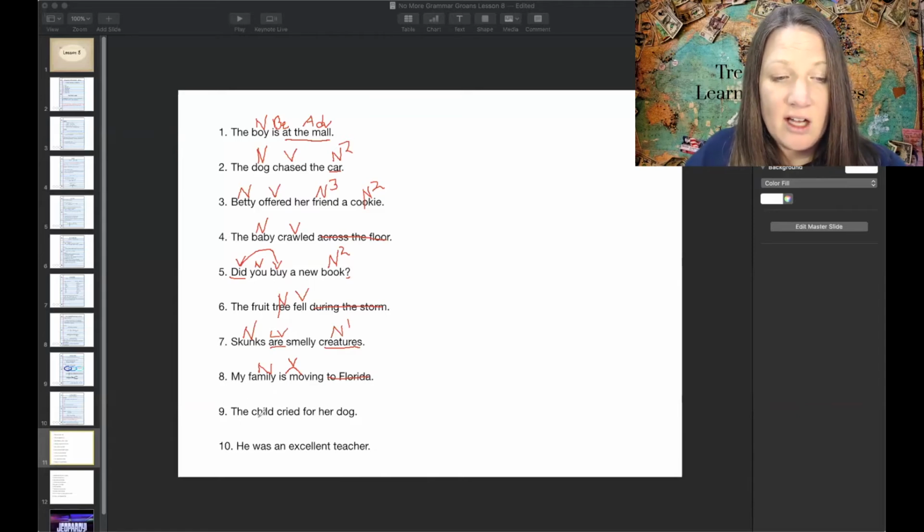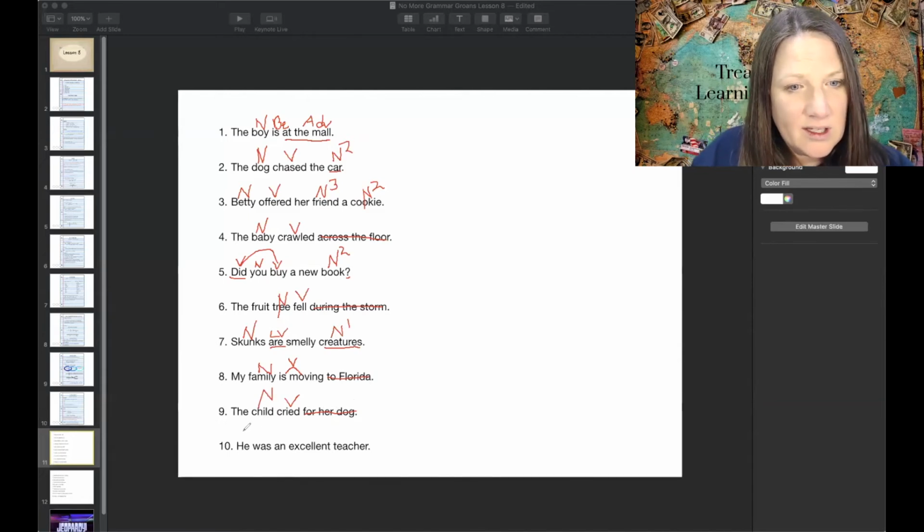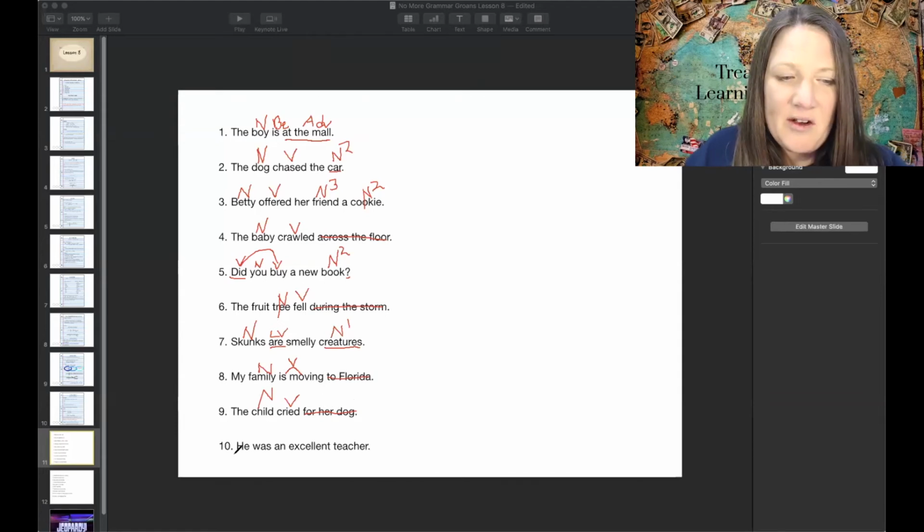Number 9, the child cried for her dog. For her dog, very good, is a prepositional phrase. Cried is the verb, and who cried? Child. We have had several noun verb sentence patterns. There's been 4 of them so far, it looks like.